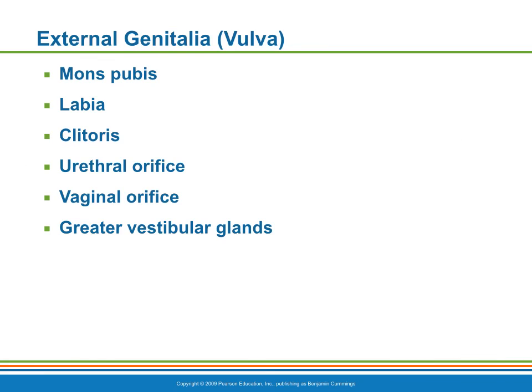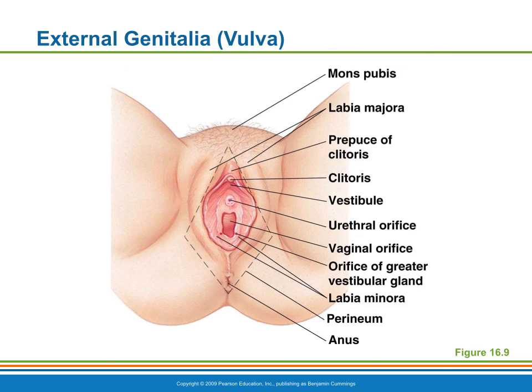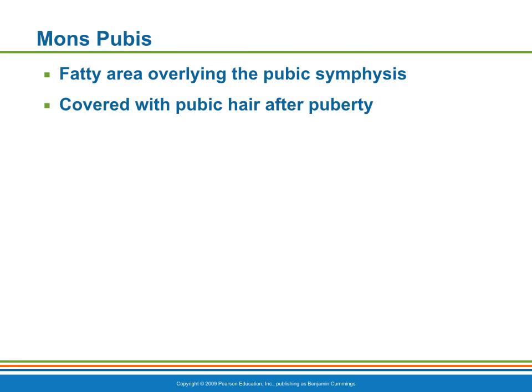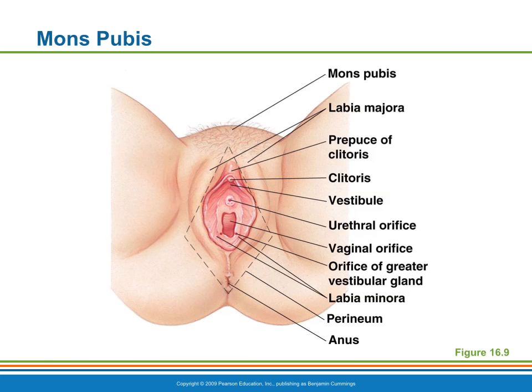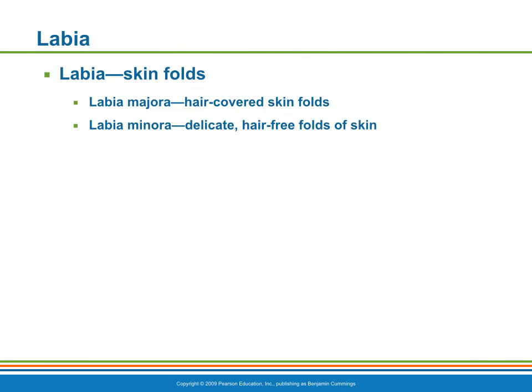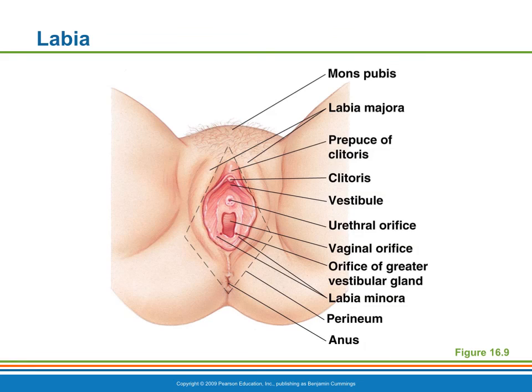Now, the external genitalia is made up of the mons pubis, the labia, the clitoris, the urethral orifice, the vaginal orifice, and something called the greater vestibular glands. If you take a look, you can see all those different areas. The mons pubis is the fatty area that overlies the pubic symphysis, and it's covered with pubic hair after puberty. The labia are skin folds, and that's the end of our third lecture here.